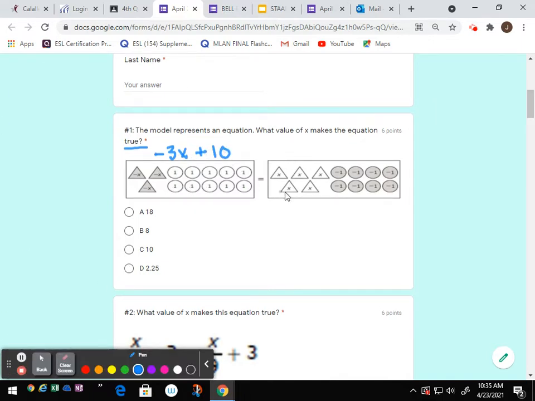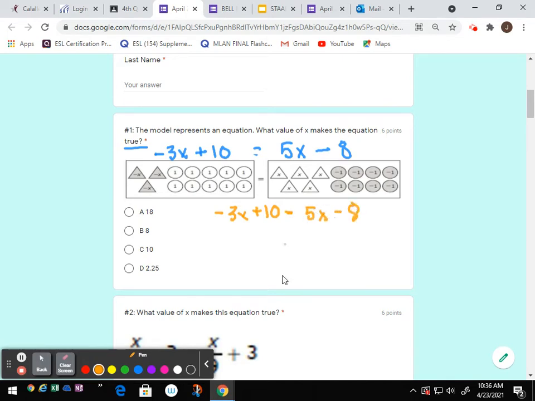So here's our equation for this one. Now let's find this one. So we have 1, 2, 3, 4, 5 positive x's. So I'll write 5x. And we have 1, 2, 3, 4, 5, 6, 7, 8 negative 1. So I'll put minus 8. Okay. So we have negative 3x plus 10 is equal to 5x minus 8. All right. So I'm going to rewrite our whole equation down here. Negative 3x plus 10 is equal to 5x minus 8.